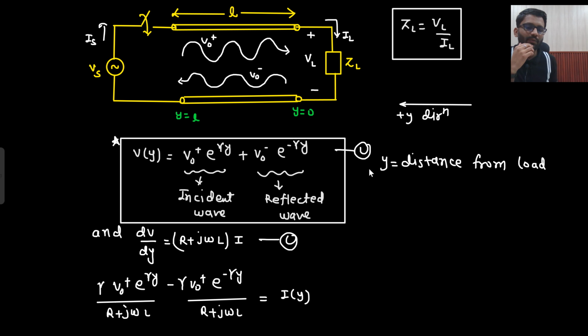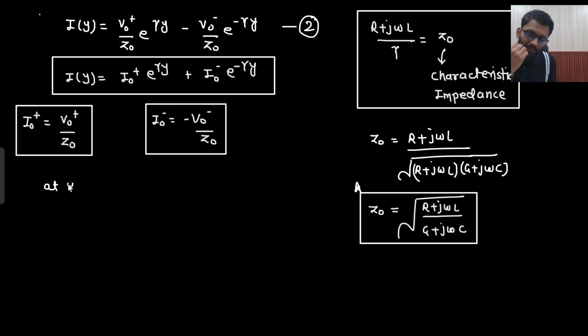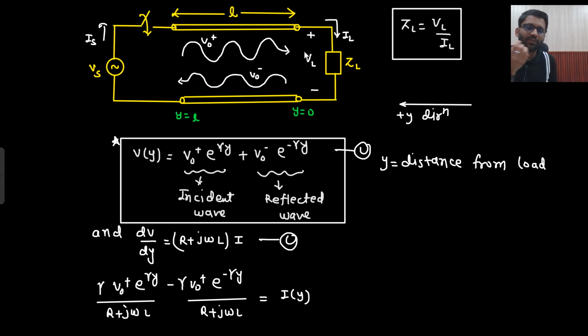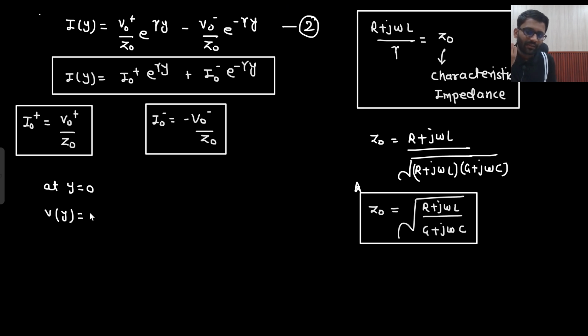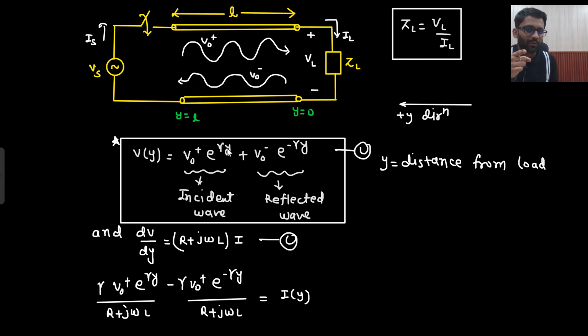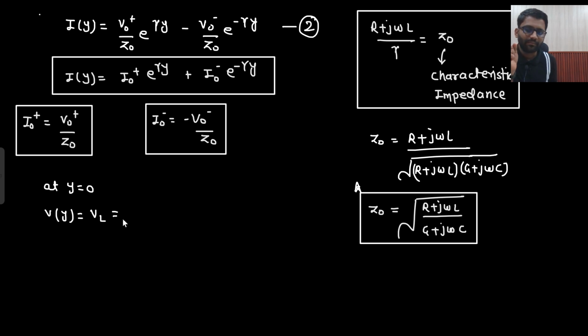Now at y equals to 0, what will be the value of my Vy? At y equals to 0, the voltage is equal to VL only, right? That would be equal to VL. And from equation 1, if you put y equals to 0 here, what do you get? V naught plus V naught minus. So VL is equal to V naught plus V naught minus. This I am calling equation 3.